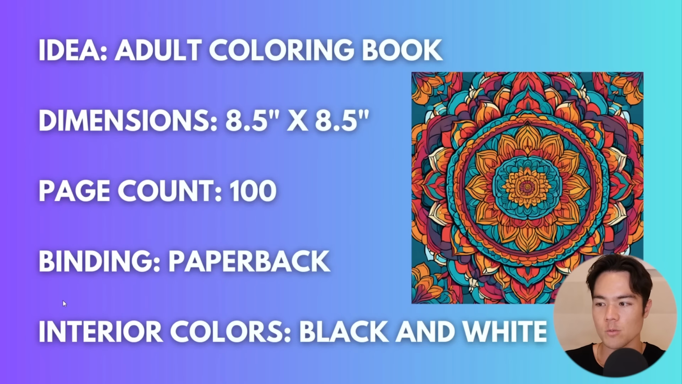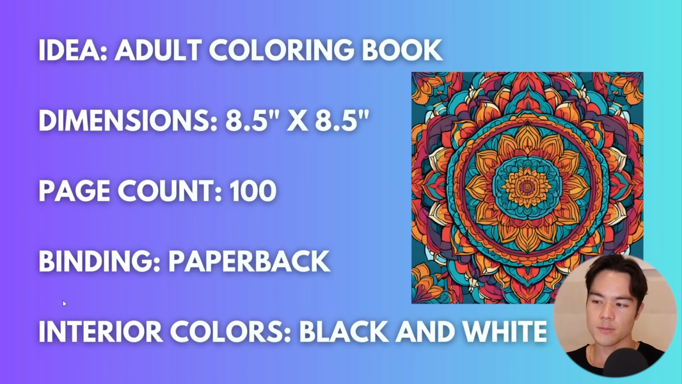So the first thing that you would want to do before you start creating a coloring book is to have an idea of what the book's dimensions are going to be. For example, this one, my idea is an adult coloring book. My dimensions are going to be 8.5 by 8.5 inches. So it's going to be a square and I would have 100 pages for it.